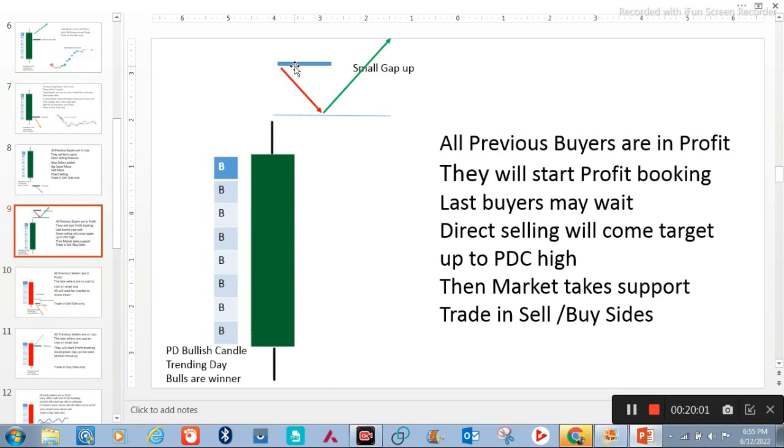Market is gapped up, big gapped up. All buyers are very happy, their prices are this way. Some of the buyers will start booking, and the market will come down again because it's in the favor of the buyers only, market will go up.